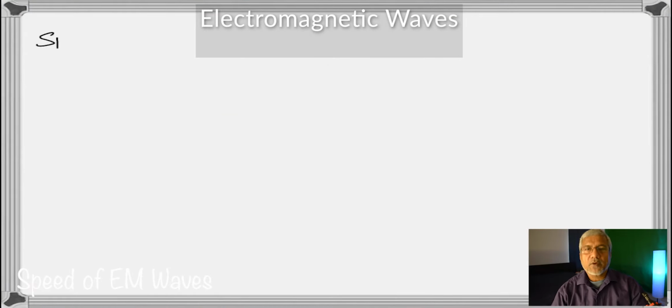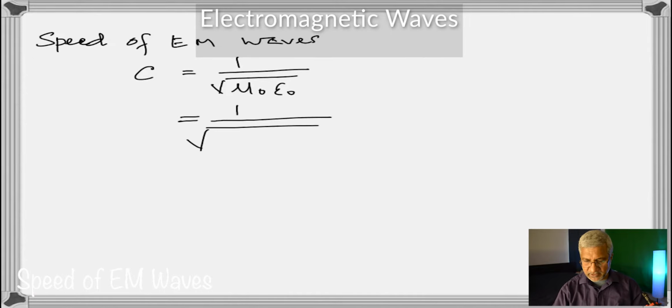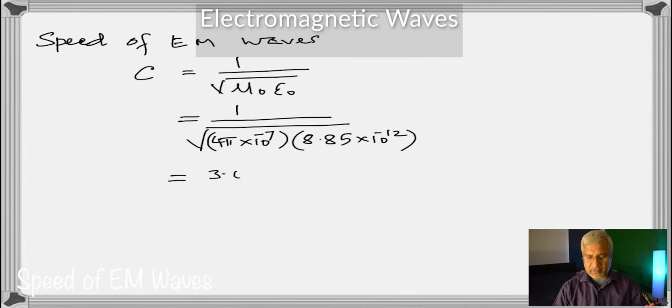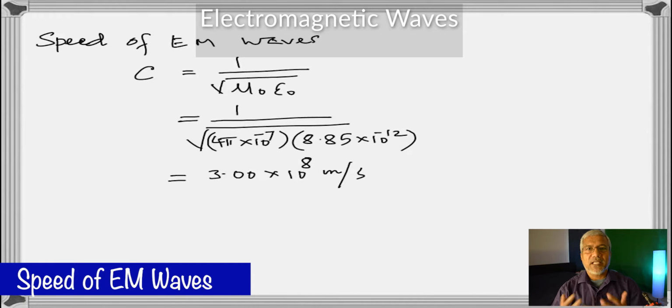Here is how the speed of electromagnetic waves is calculated. The formula for speed of electromagnetic waves is related to, just like I told you before, the permeability and the permittivity of free space. And this is the formula: c is 1 by square root of mu naught times epsilon naught. We know that mu naught is 4 pi times 10 to the negative 7, and epsilon naught is 8.85 times 10 to the negative 12. When we put those numbers in and calculate, we get 3 times 10 to the power 8 meter per second. So that's how you get the speed of light.